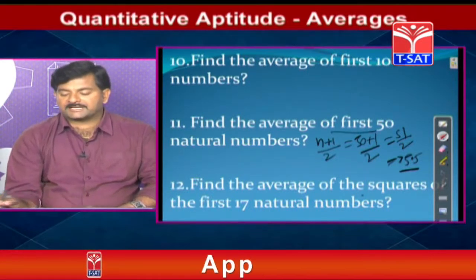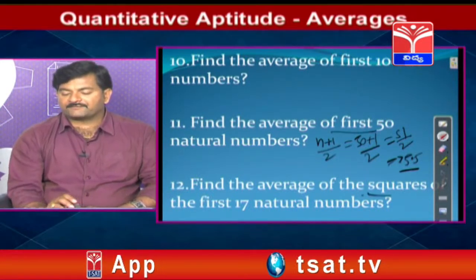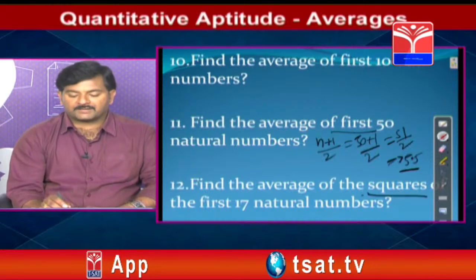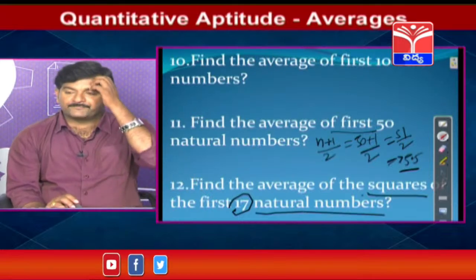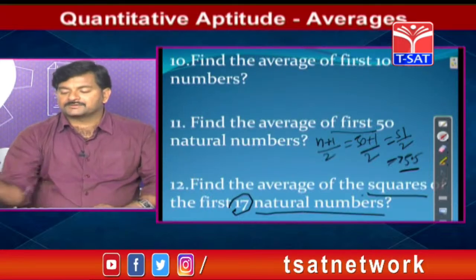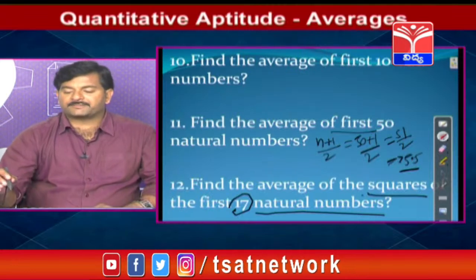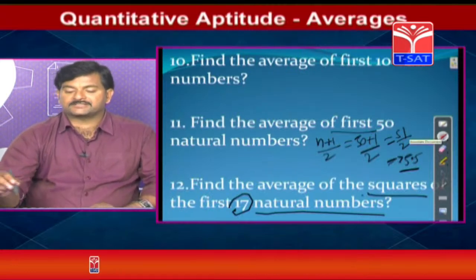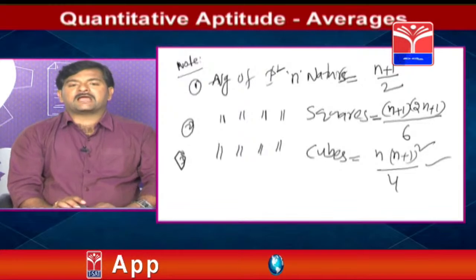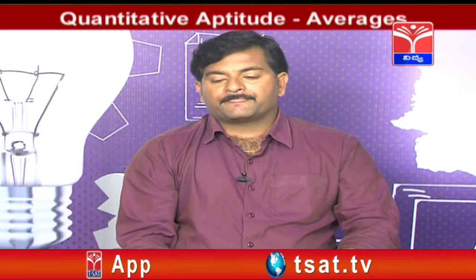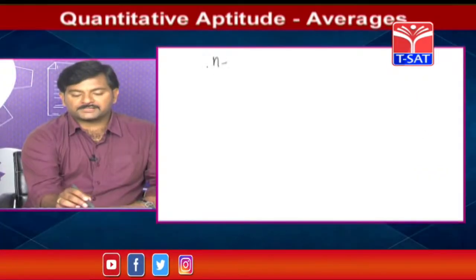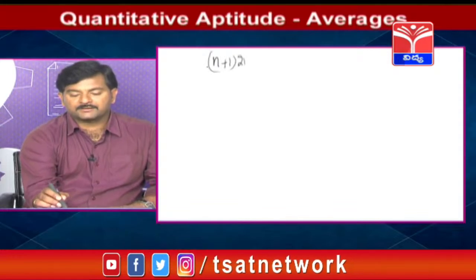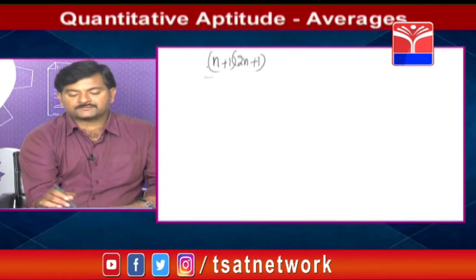Now focus on this: find the average of the squares of the first 17 natural numbers. We have a separate formula to find the average of this. Since it is squares, the formula is n plus 1 into 2n plus 1 by 6.